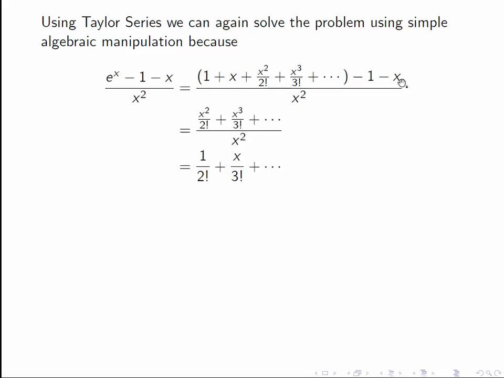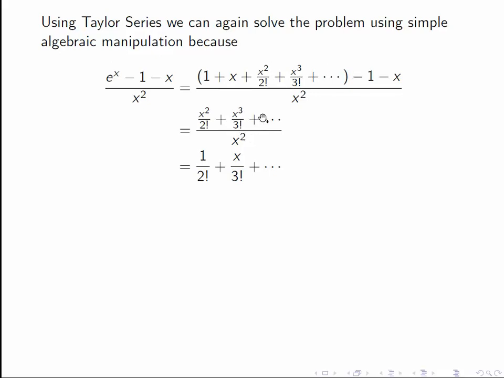Minus 1 minus x on the top over x squared. But now notice that on the top we can do a little bit of subtraction. The 1 over here cancels out with the 1 there. The x here cancels out with that x. That leaves us with x squared over 2 factorial plus x cubed over 3 factorial plus all the other terms divided by x squared.